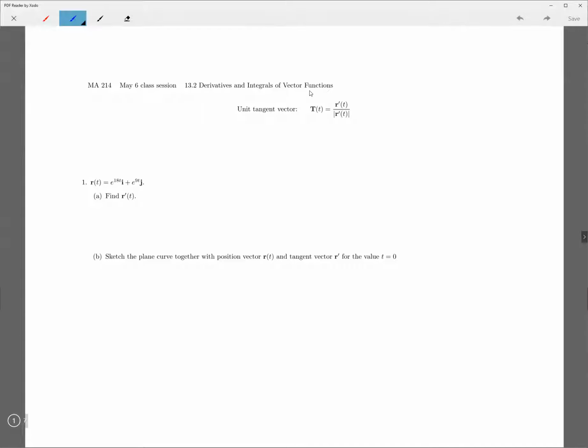Derivatives and integrals of vector functions. The derivatives and integrals work pretty much like you'd expect. So to take the derivative, here's a vector valued function. To take the derivative, you just take the derivative of this part times i plus the derivative of this part times j. So what's the derivative of e to the 18t?